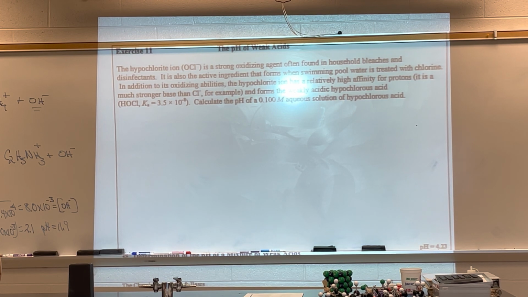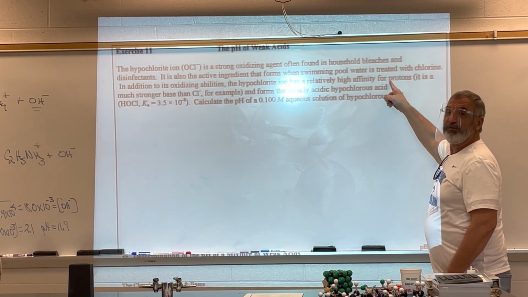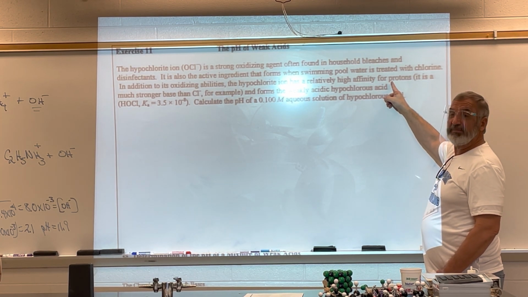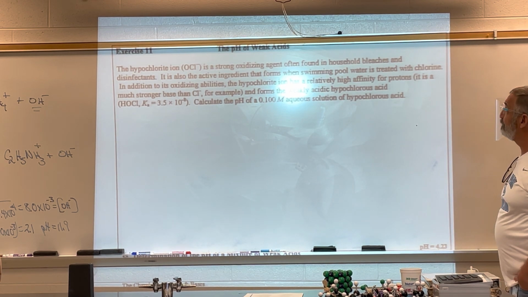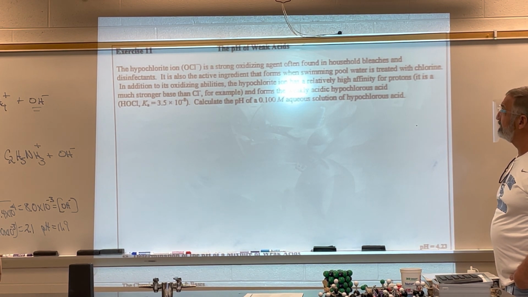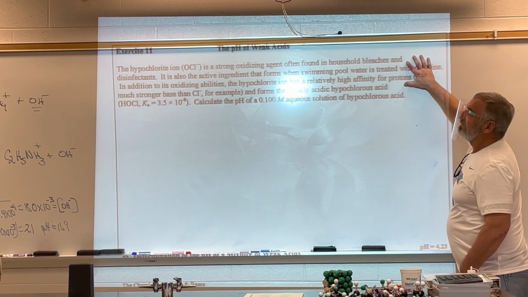Not electron withdrawing. What do we do with electrons in electron affinity? It's the love for electrons, an attractive force. So a strong attraction force. So it has a high attraction for protons. What does that make it? A base. It's a much stronger base than Cl minus, for example. It forms weakly acidic hypochlorous acid. Calculate the pH. So all of that is fluff.